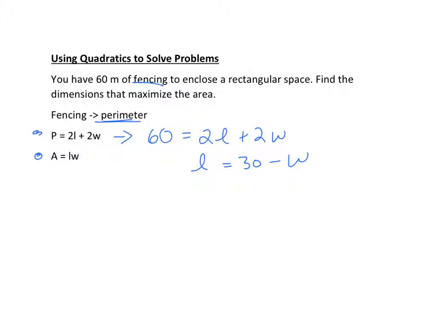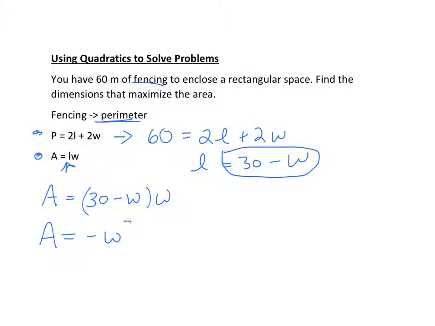Okay, so now we can use this, and it's almost like substitution. We can take this value for the length and substitute it into our area formula. Area then will be 30 minus W times W, so length times width. If we multiply that, and I'm just going to change the order, we end up with area equals negative W squared plus 30W. Okay, so now it's a quadratic equation with just one variable, W, the width.